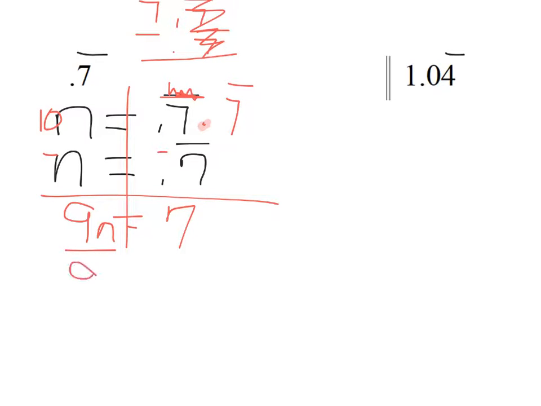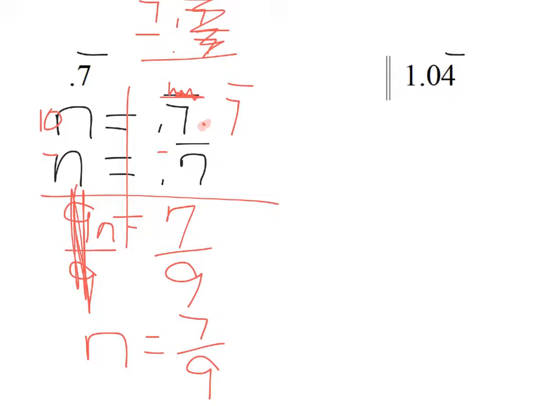So I solve that equation by dividing by the 9. That causes those 9's to cancel out, and I now see n is equal to 7 over 9. So remember what n represented in the beginning. It represented the number. So it means the number is also equal to 7 over 9. Let's look at the second example.